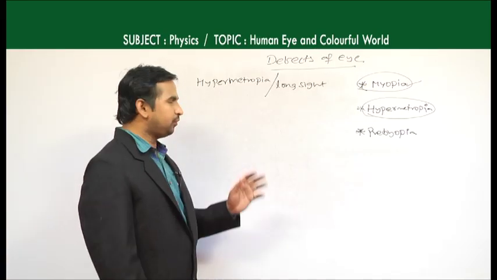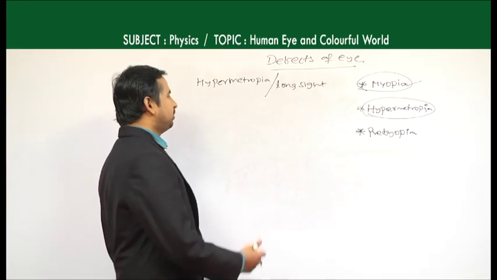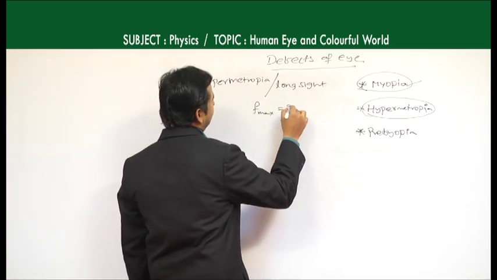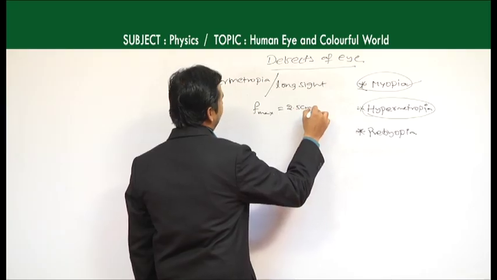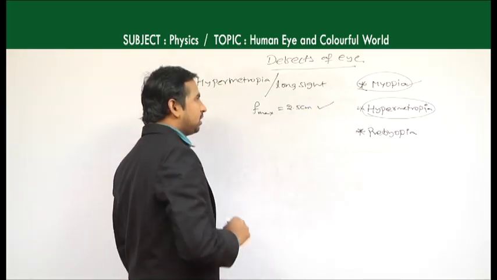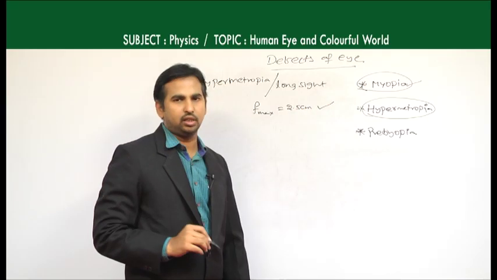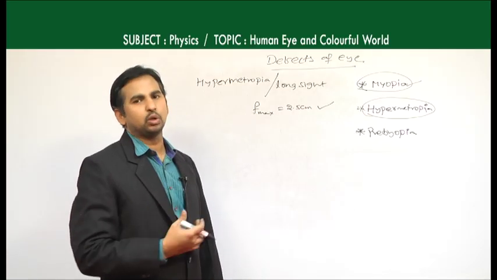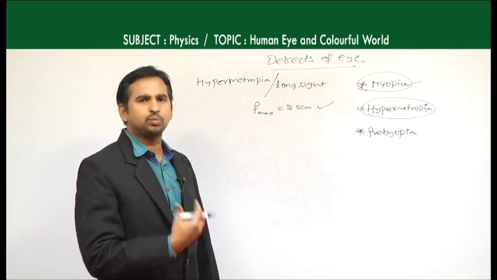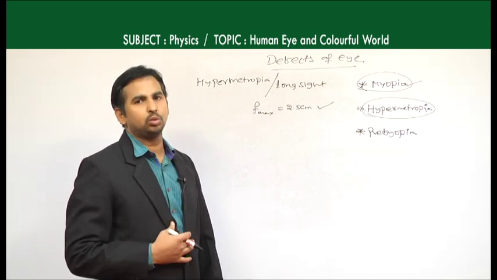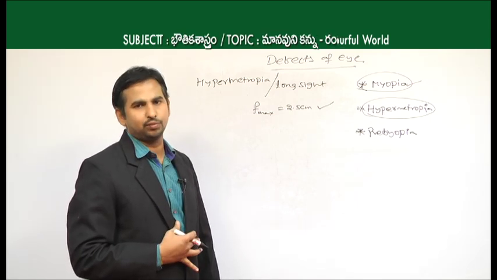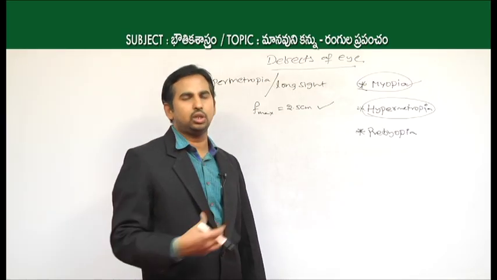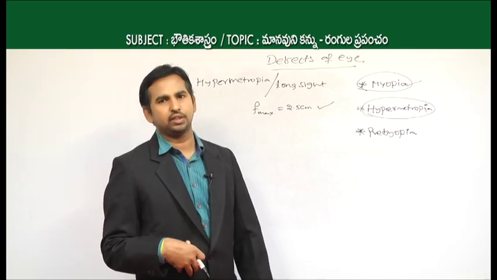So, if you want to see long distant objects, the focal length to be adjusted is maximum, which is 2.5 centimeters. As we can see far distant objects very clearly, we do not have any problem with the maximum focal length adjusting here. The maximum focal length we can adjust, 2.5 centimeters, is good for our eye lens. Whereas when we are seeing near distant objects, we get the problem with this defected eye.